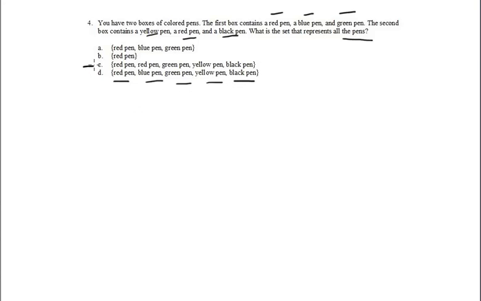Notice in C they listed red pen twice. You never list the same element in a set 2 times when you're answering your question here. So the set that represents all the pens is simply the union of the 2, which is red, blue, green, yellow, and black.